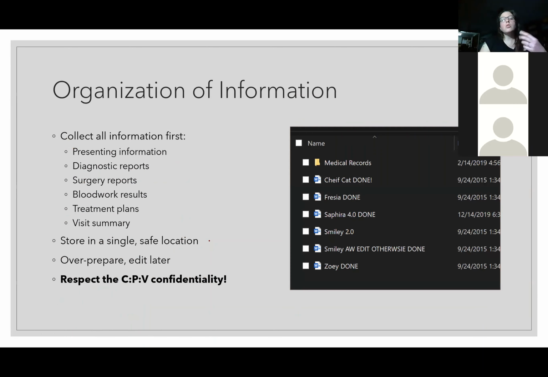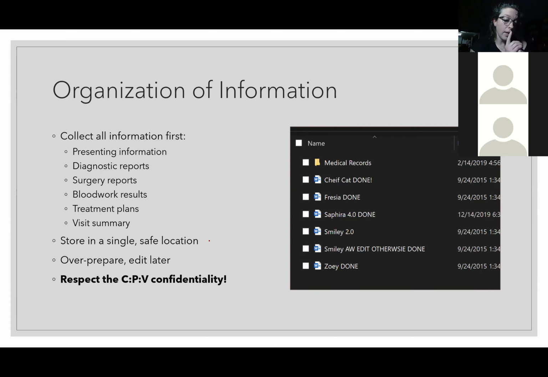All right. So moving on to the organization of information. At the very beginning, you have to start by collecting all information first. So you need the presenting information, you need all the diagnostic reports, the surgery reports, the blood work results, the treatment plans, and the visit summary. Then you have to store them in a single safe location. I cannot emphasize this enough. You have to respect your client, patient, veterinarian confidentiality, whatever you choose to do, however you choose to do it.